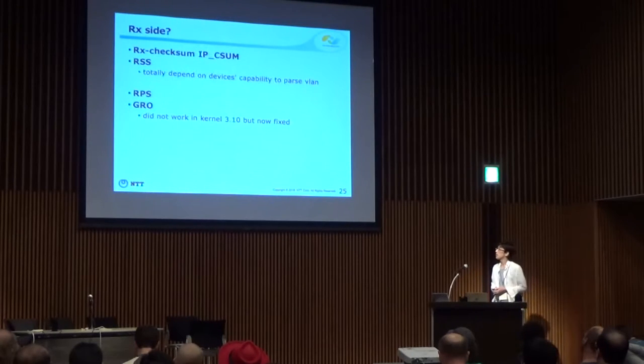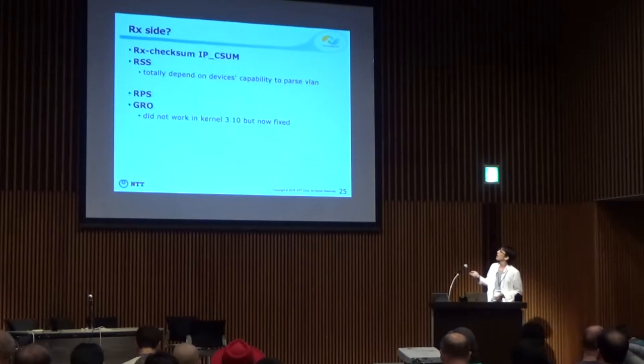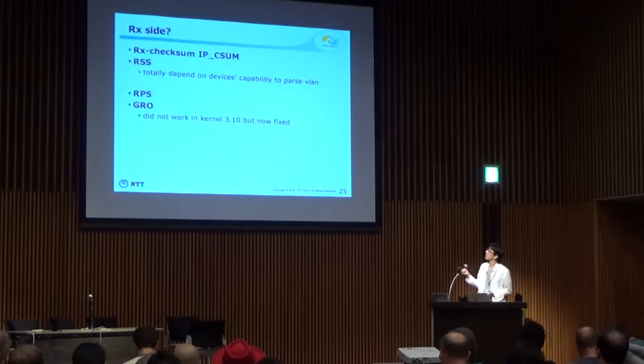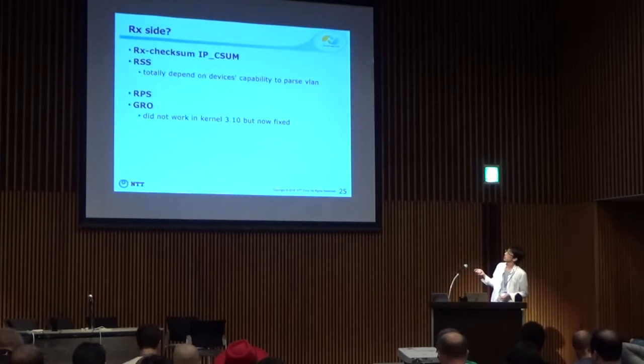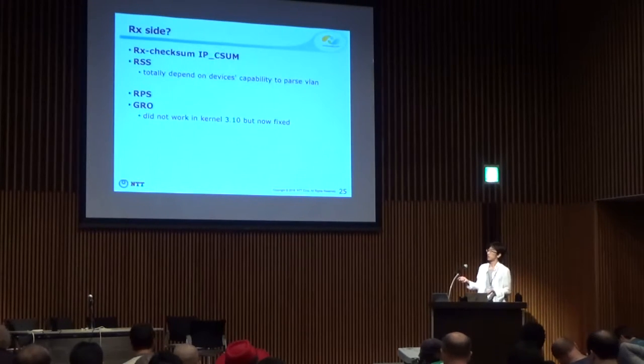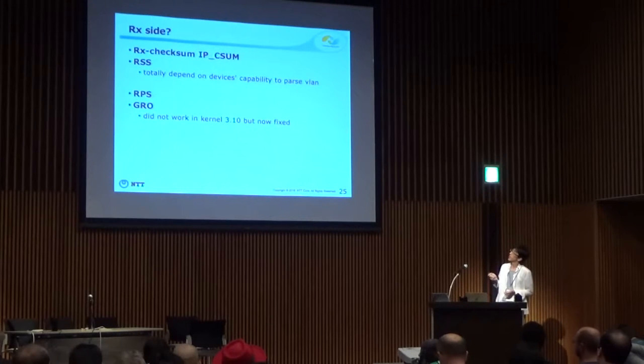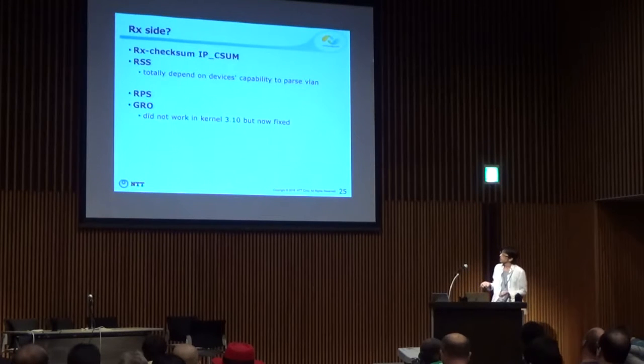So I have been talking about the TX side, but what about the RX side? RX checksum, IP checksum devices and RSS totally depend on the device's capability to pass VLAN. So we can do little for those features. And RPS and GRO did not work in kernel 3.10, but now they are fixed.